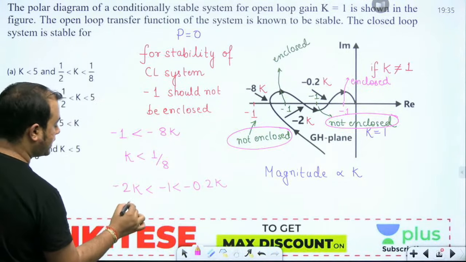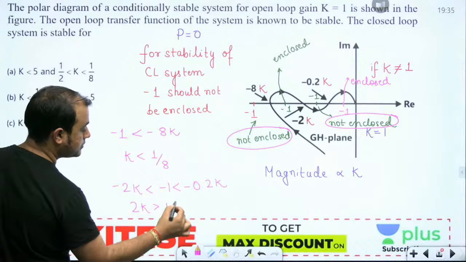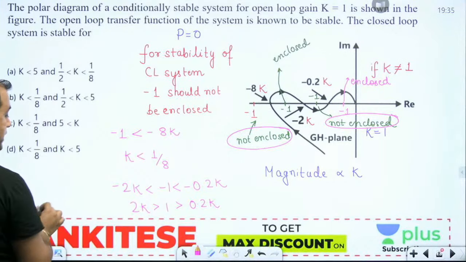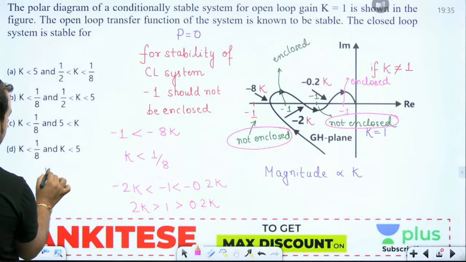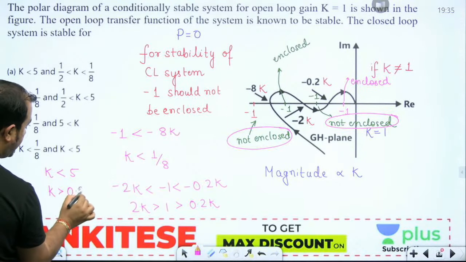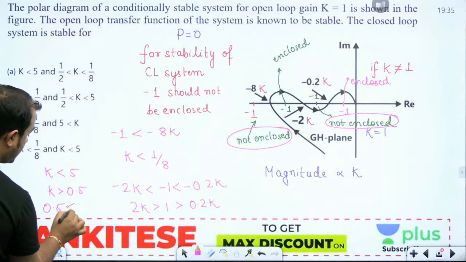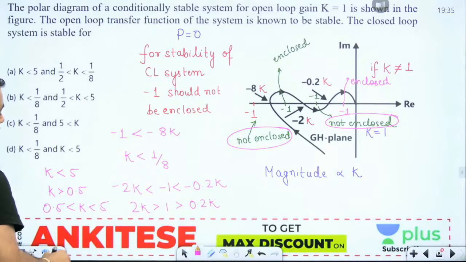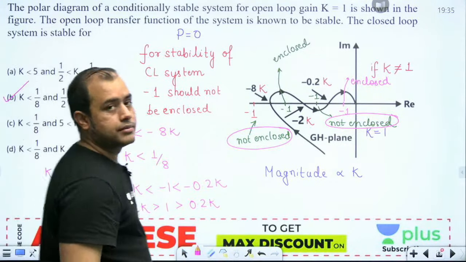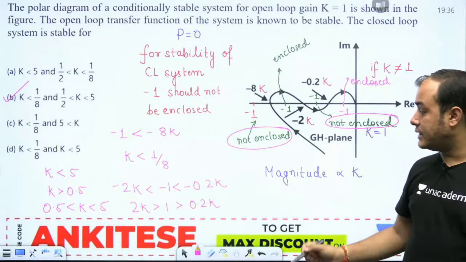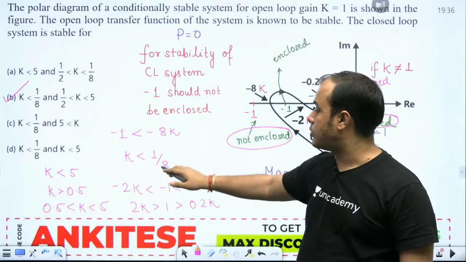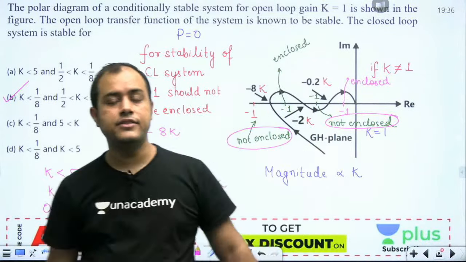If you multiply by minus, the inequalities will be reversed. Okay. So that means, my dear, this k will be less than 5 and k will be greater than 0.5. Okay. So 0.5 up to 5, B. The answer will be B. Either use this condition, you get 0.5 up to 5, or using this you get less than 1 by 8.